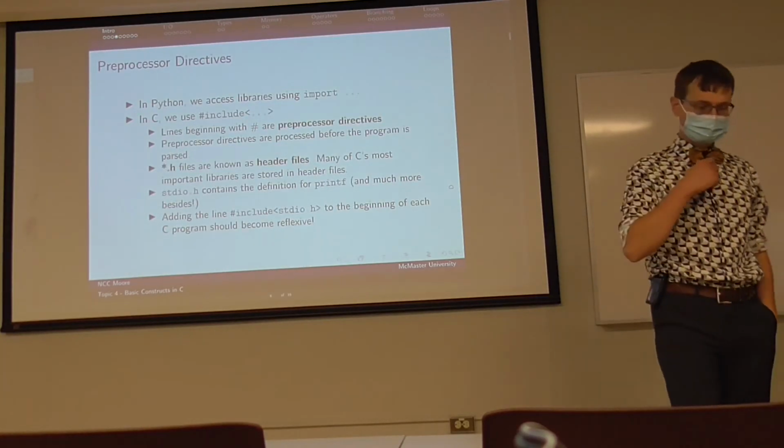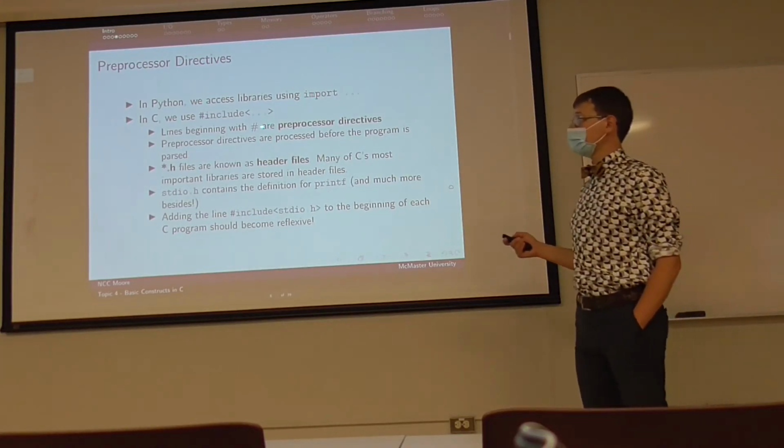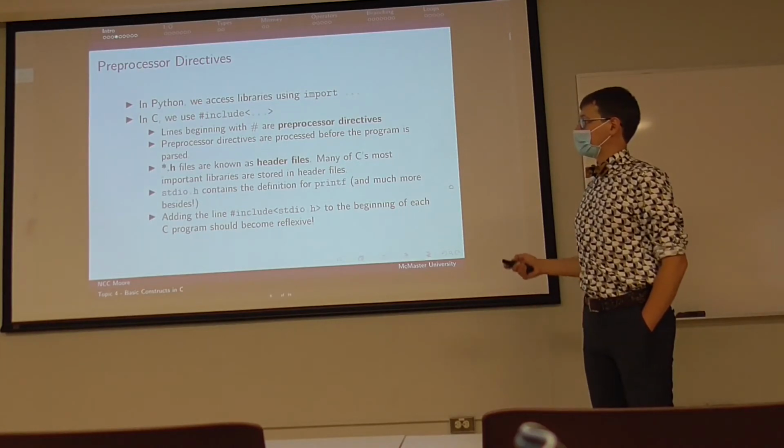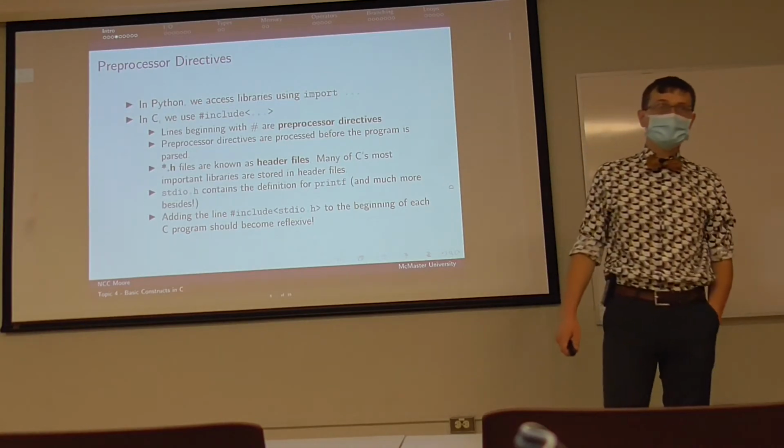So, anything beginning with the octofork character is, in point of fact, a preprocessor directive. These are instructions which are executed by the C preprocessor. This includes include statements, so to speak. So, in Python, we access libraries using import. In C, we use include. Preprocessor directives are processed before the program is parsed.